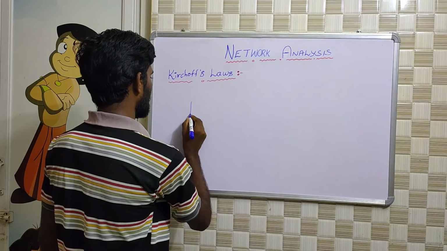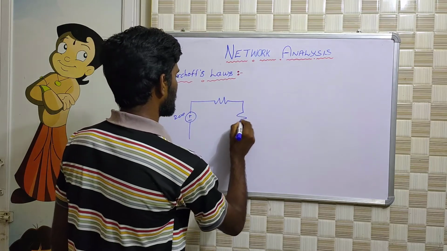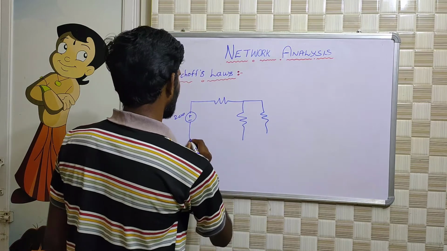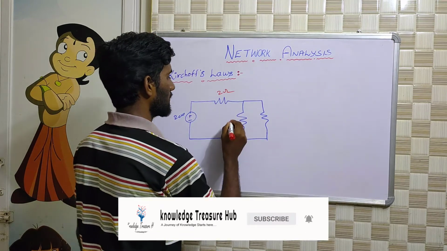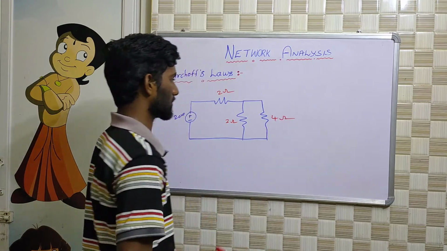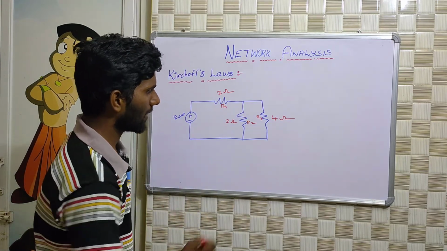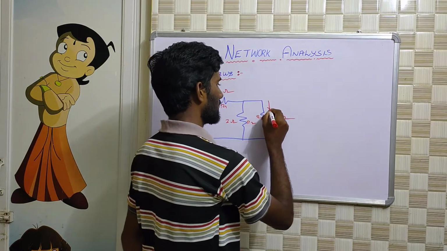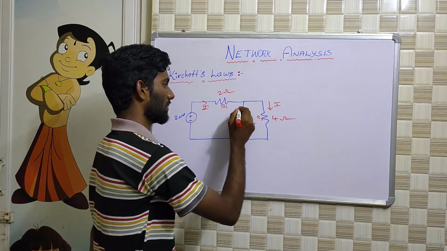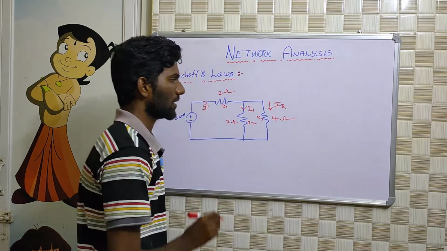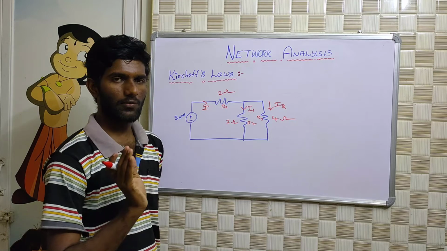So let me take a voltage source of 20 volts. So this is a 20 volt voltage source. So this is 2 ohms, 2 ohms, 4 ohms. So R1, R2, R3. So here the question is to find out the current through this 4 ohm resistor. So this current we need to find out. So let me take this as I, this as I1, this as I2. So we need to find out the current I2, right? So this is a problem which consists of both KVL and KCL.